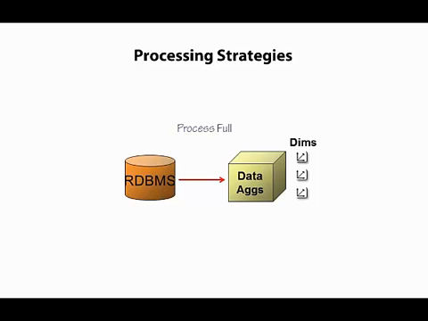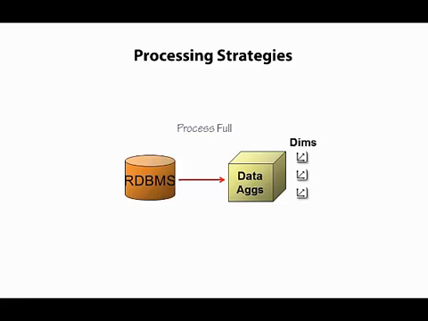However, for large cubes that take a longer time to process, we might need to implement other strategies. Each time we do a full process, the existing contents are emptied out and the data is completely reloaded in both the dimensions and cube partitions. We can do a full process at the database level, or for specific dimensions, or cubes. Now, if we do a full process on a dimension, then we must do a full process on the associated cube.